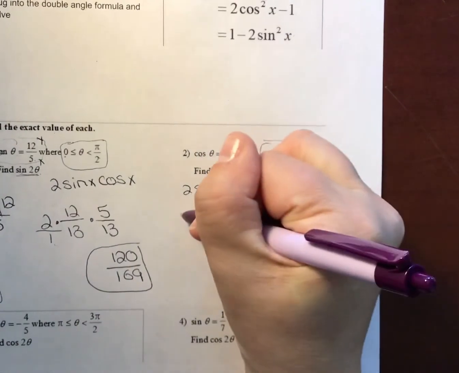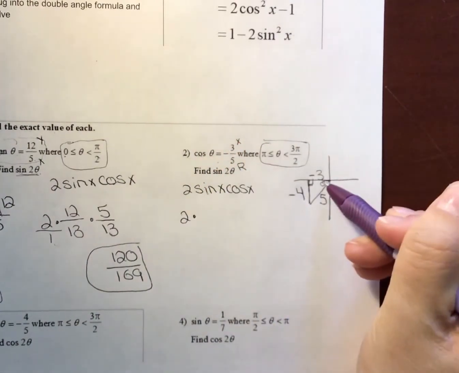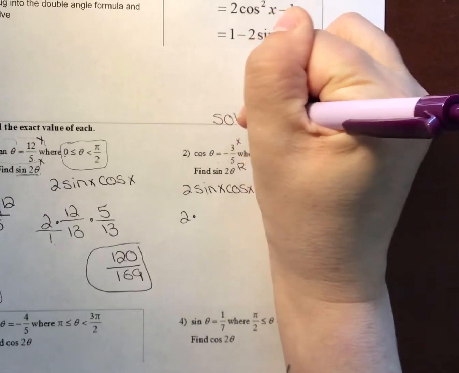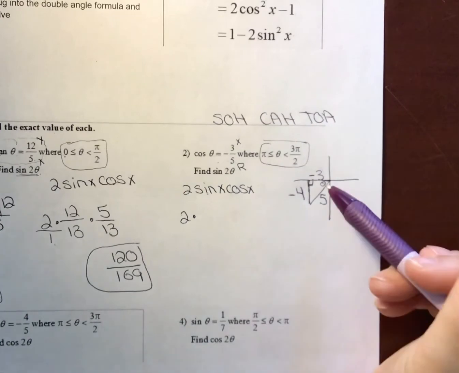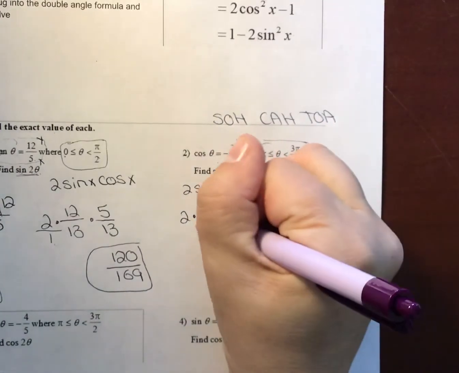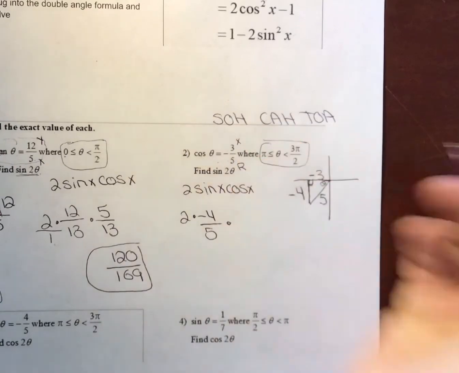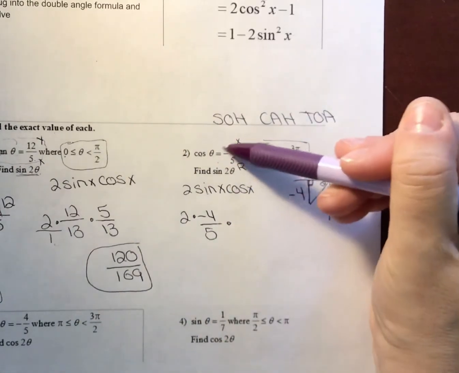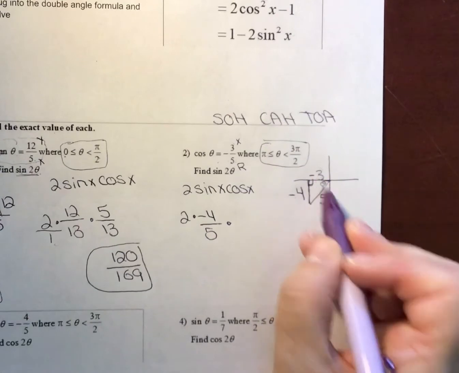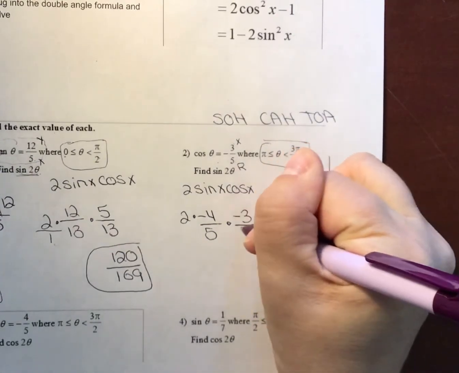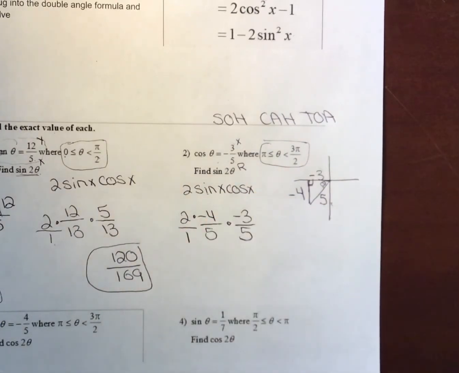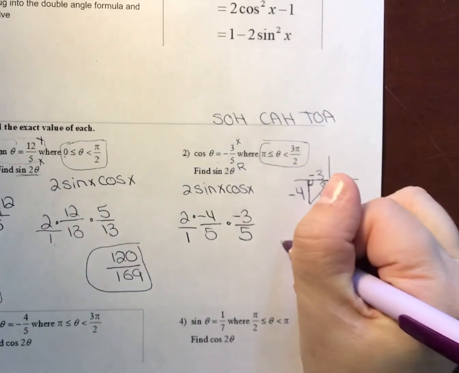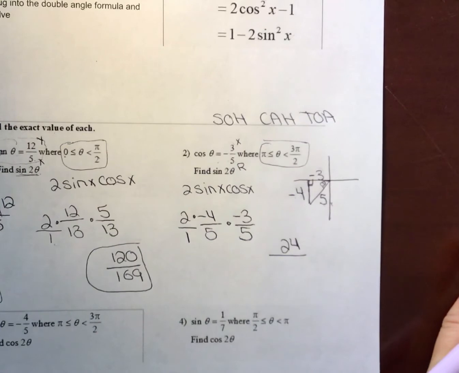So let's start. 2 times sine. Sine is opposite, and you can always write that SOHCAHTOA up there if you need to. So sine is opposite over hypotenuse, so negative 4 over 5. Cosine was given to us in the beginning of the problem, negative 3 over 5, but if you want to, you can always again look at the triangle. Now multiply straight across the top, straight across the bottom. The top, 2 times negative 4 times negative 3 will give you 24. The bottom, 5 times 5, 25.